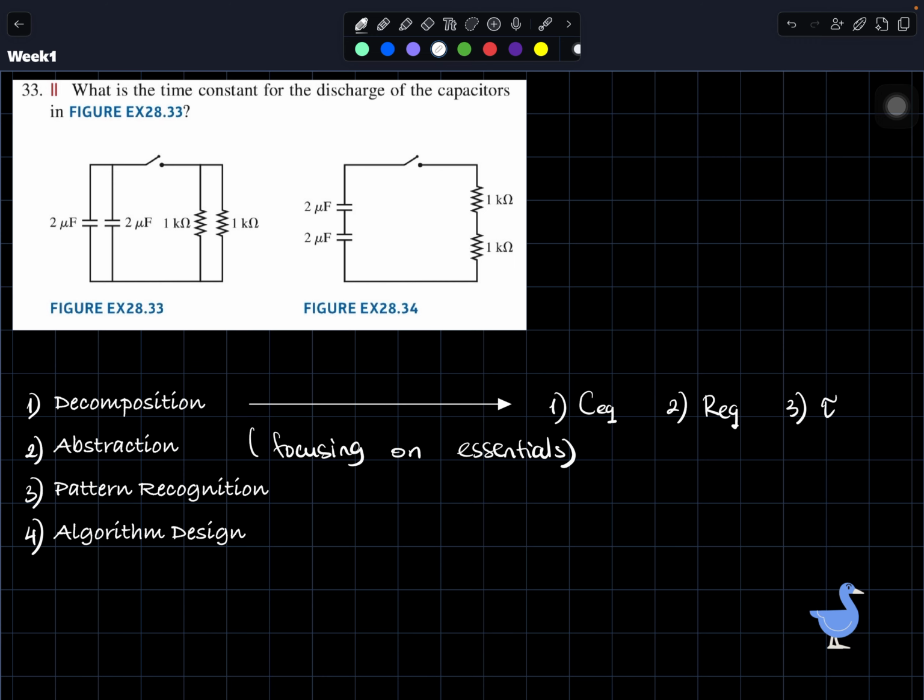In pattern recognition, we need to recognize some patterns. Here I recognize that both capacitors are in parallel and both resistors are in parallel. I know the rule: capacitors in parallel add directly, while resistors in parallel use the reciprocal formula.